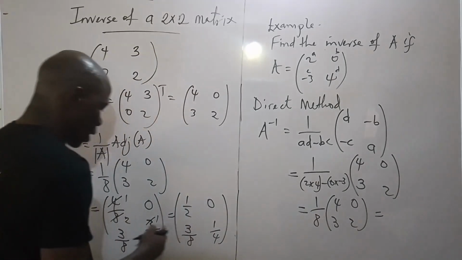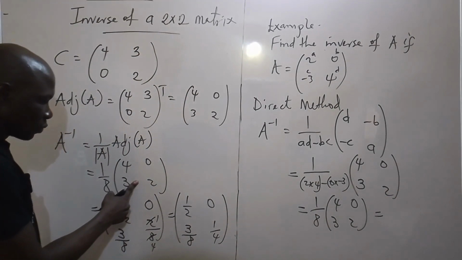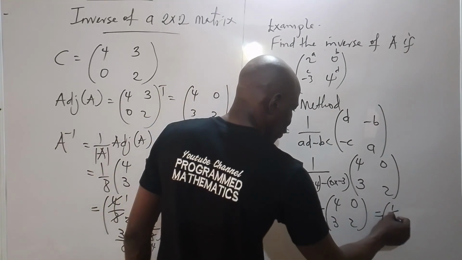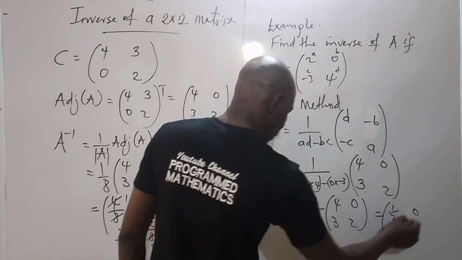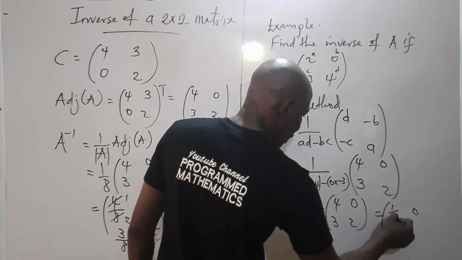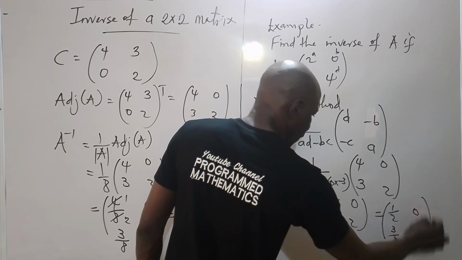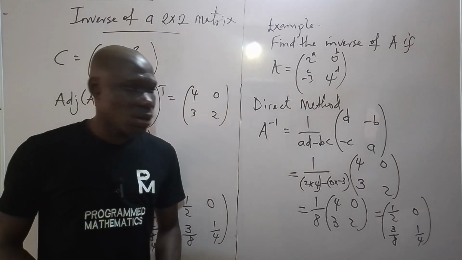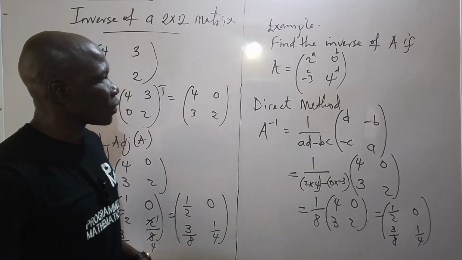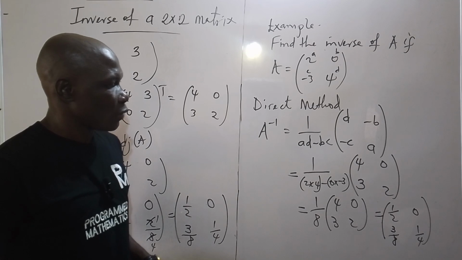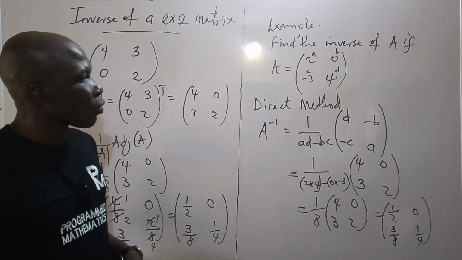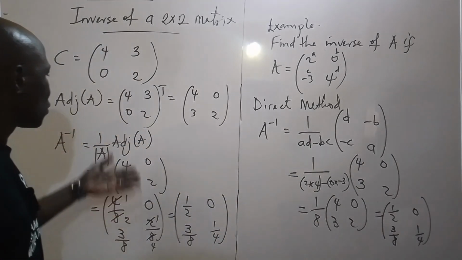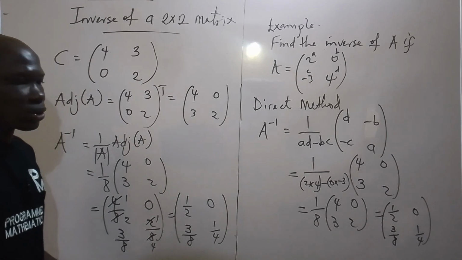Okay, so check this and this, they are the same thing. And so if you multiply out that, you are going to have 1 over 2, 0, 3 over 8, and 1 over 4. All right, so this is how the inverse of a given 2 by 2 matrix is obtained. Okay, so should you be given any question on this, you can decide to go by this method or go by the step-by-step approach as well.